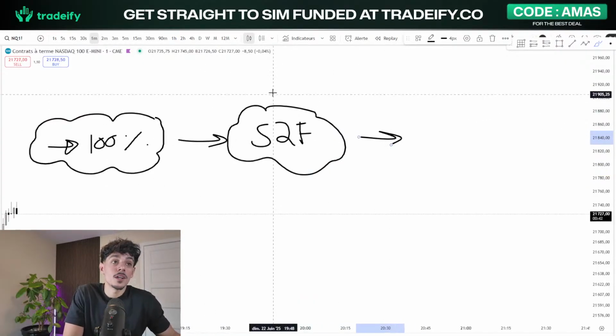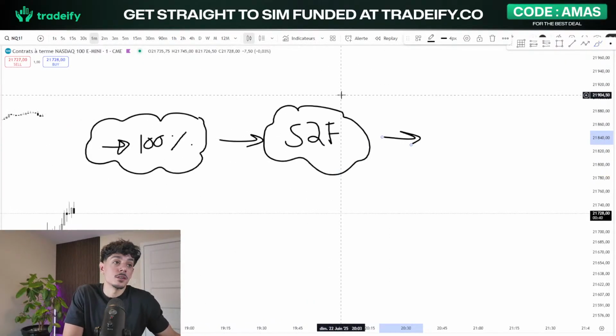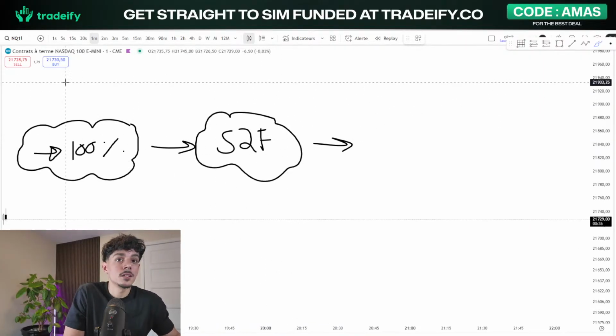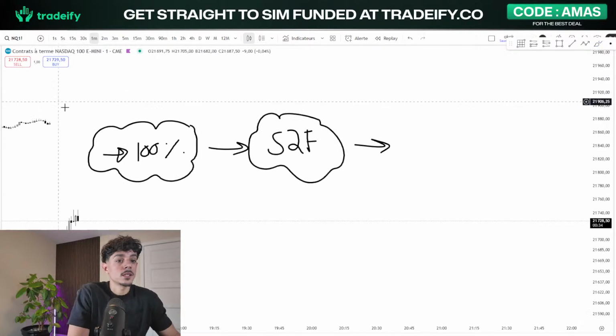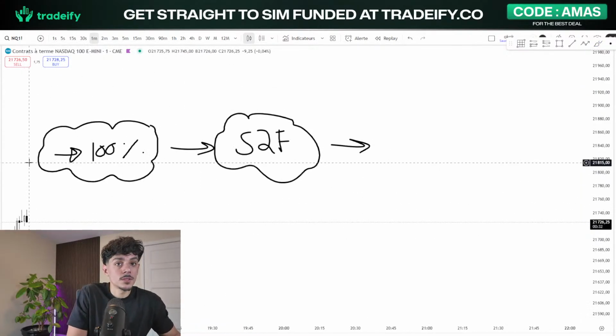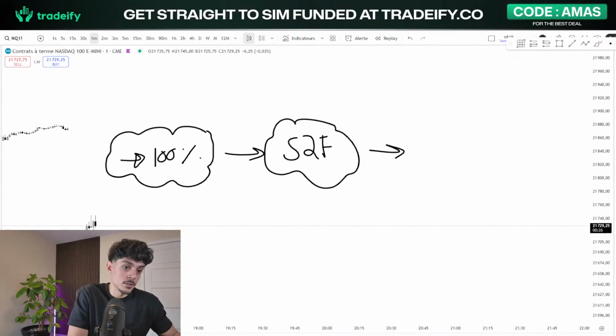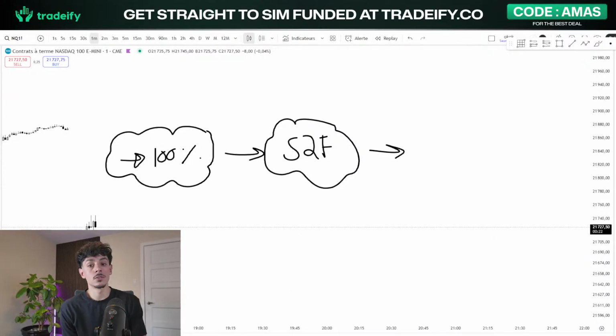So when I saw that straight to sim was actually a thing, I couldn't believe my eyes, because back in the day, nobody was trading like that. Even firms like CFD firms, you needed to do 2 evals. Even back in the day, with futures firms, you needed to do 2 evals. It was super hard.